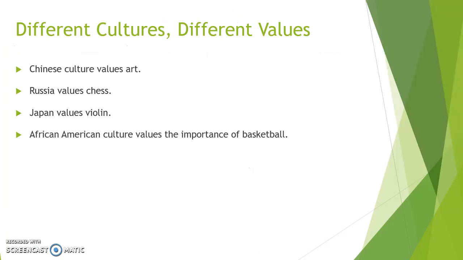Different cultures, different values. What we see as talented here may not be necessarily what's talented in China. In China, children do a lot of artwork. They value art in China. And so we would see that and be like, wow, that child is so talented. But in China, that's just their way. Russia values chess, Japan values the violin, and African American culture values the importance of basketball. They put a lot of time and effort into playing basketball.